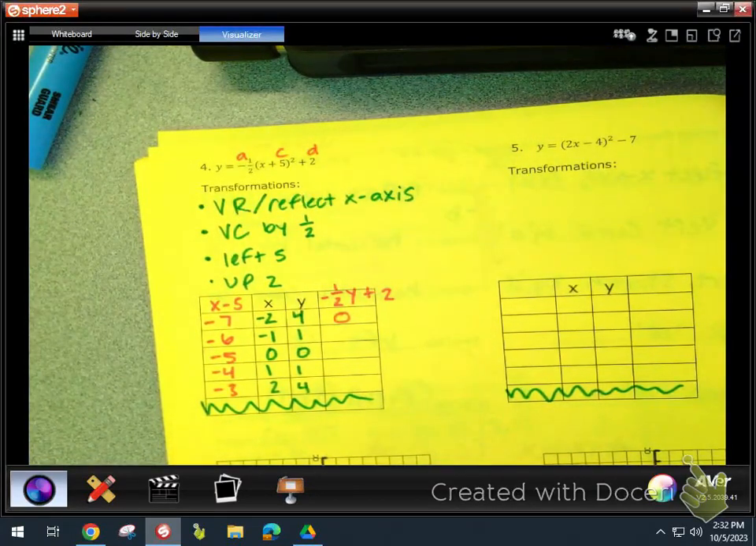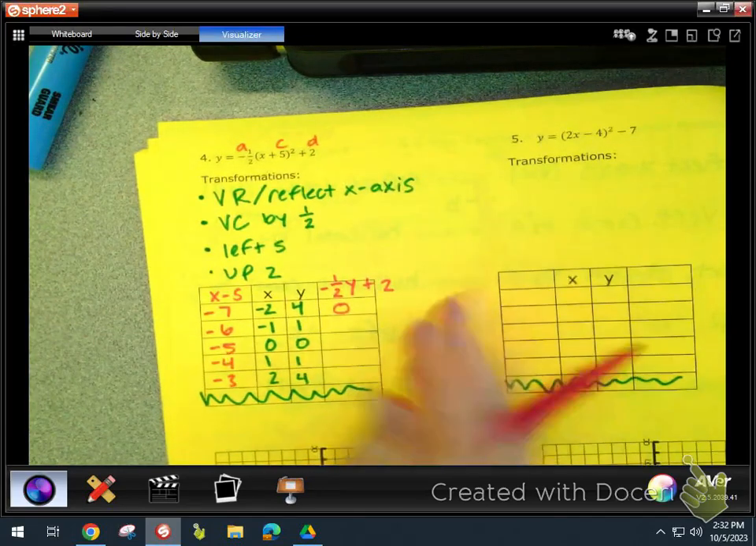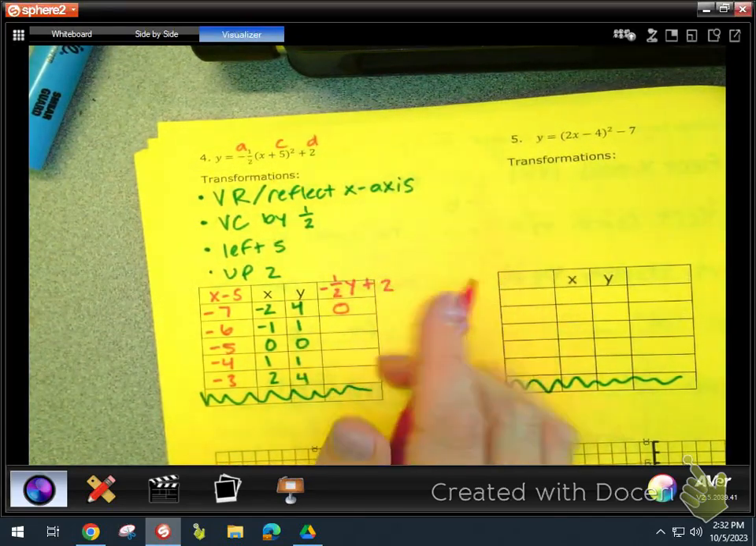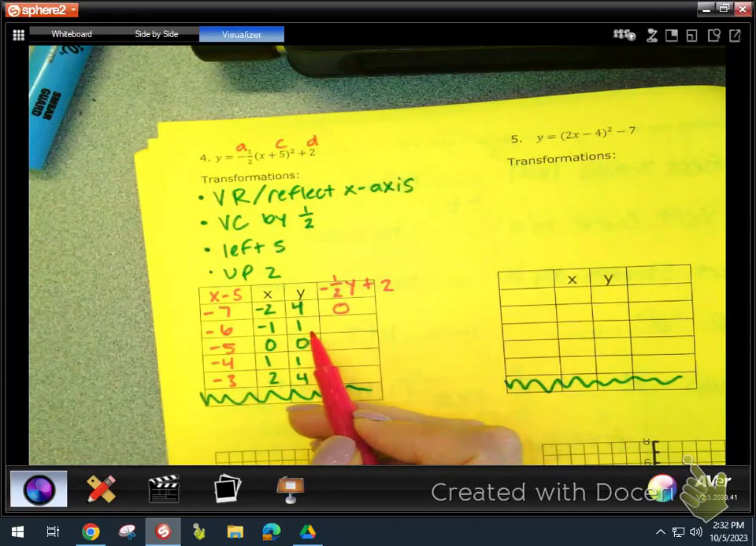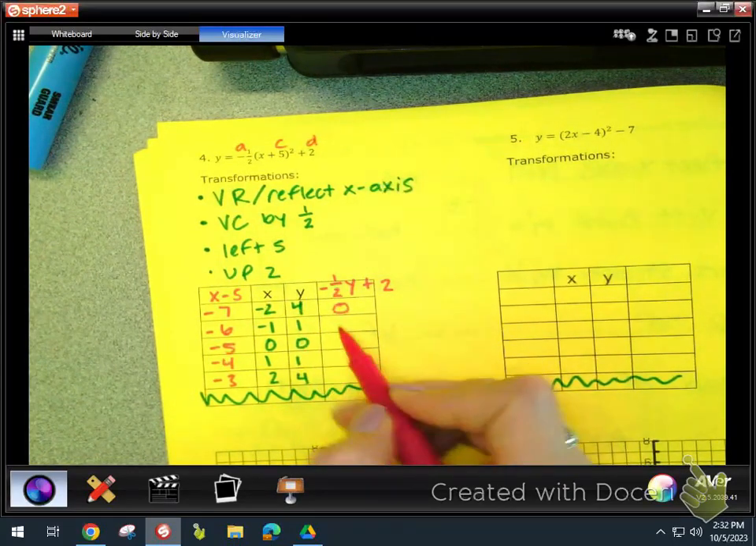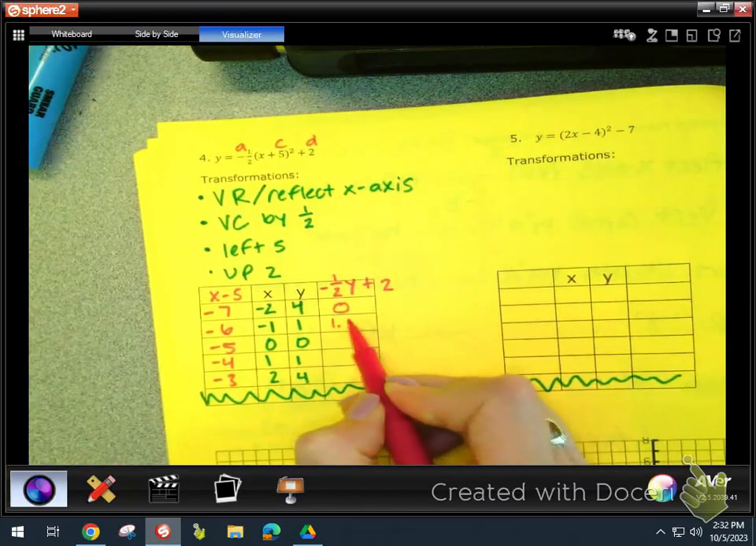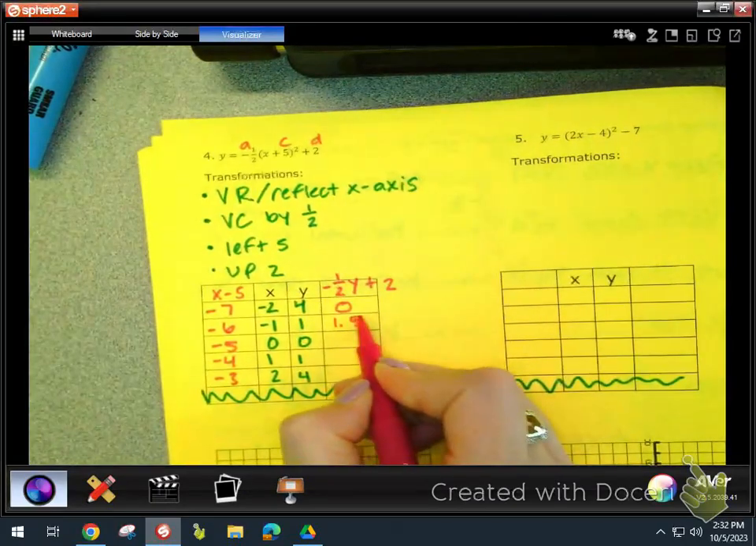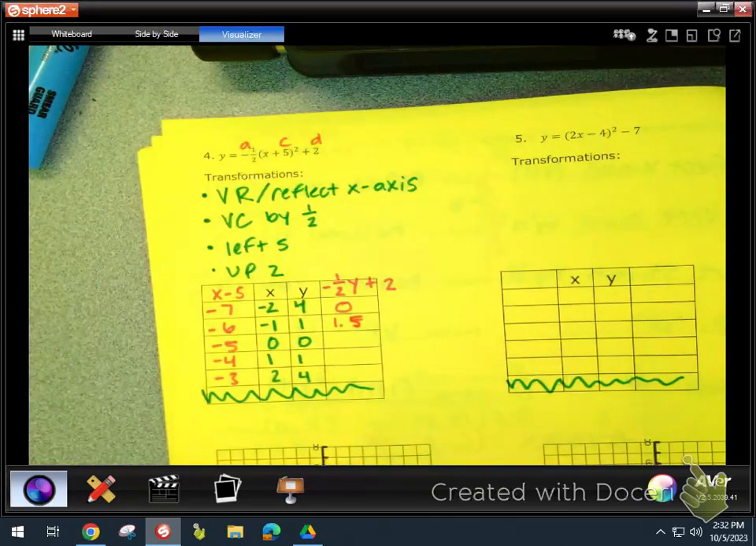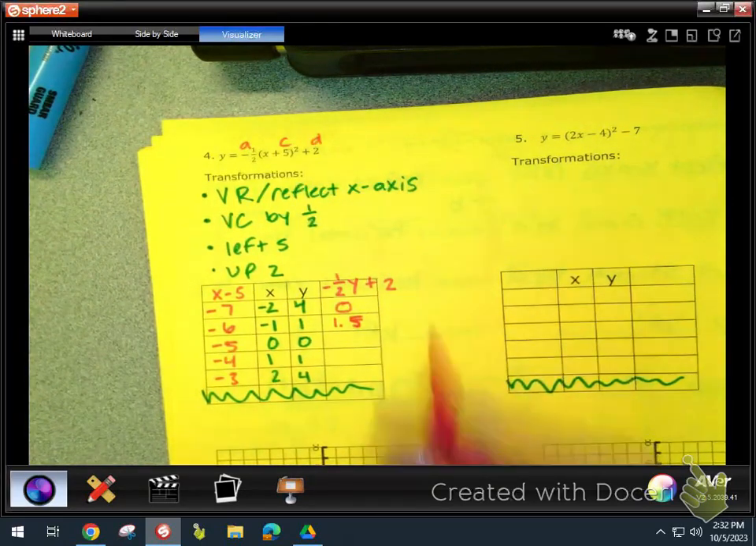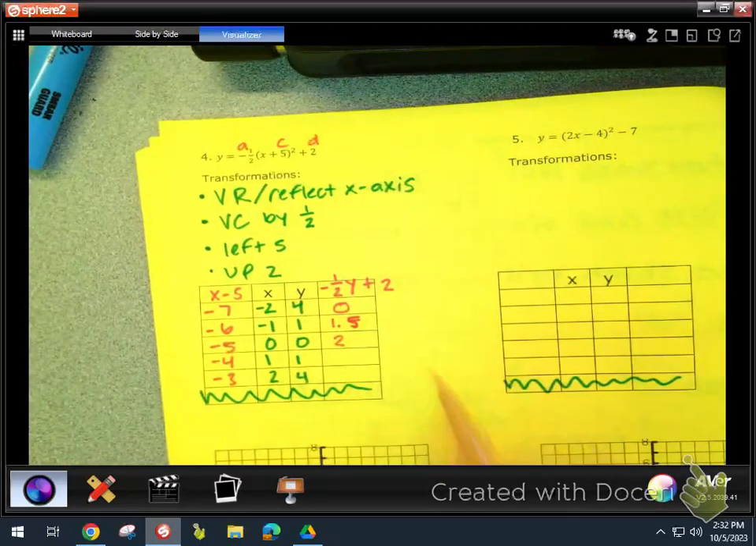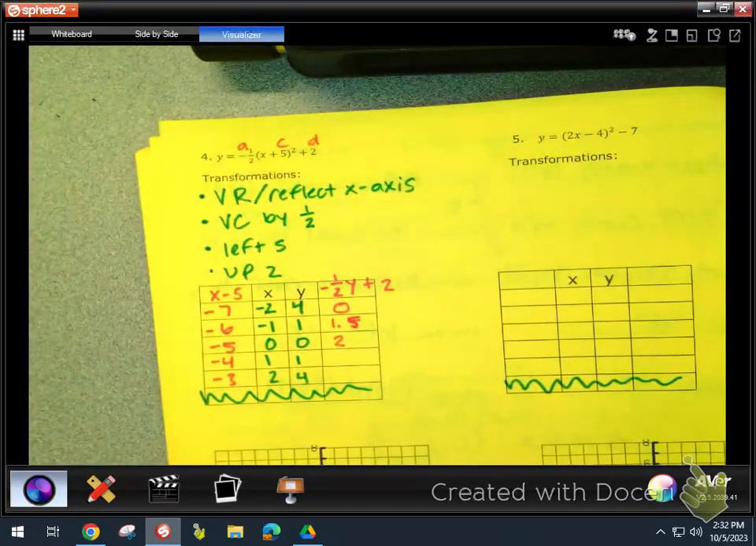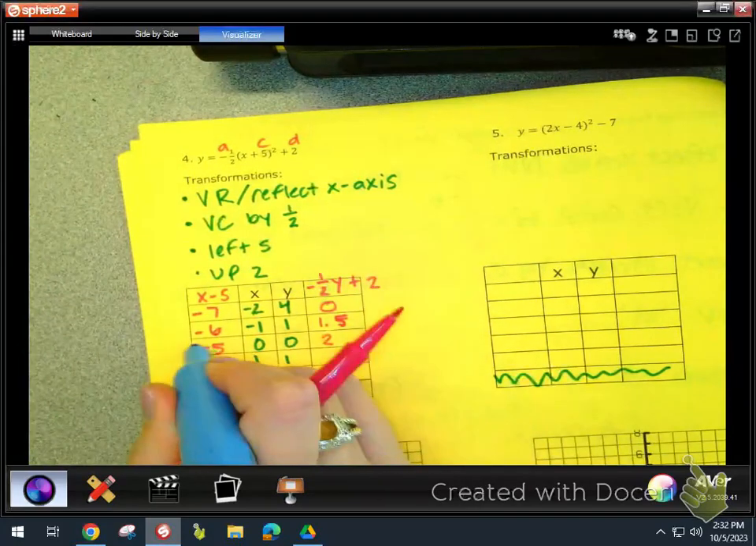Okay? Negative 1/2 times 1. 1.5. Oh, okay. You're ahead of me. Negative 0.5 plus 2. 1.5. I'm trying to do this in baby steps for those of you that don't like mental math. 0 times negative 1/2 plus 2. 0 plus 2 is 2. There's your vertex point. Check it. Does it match? Very good.